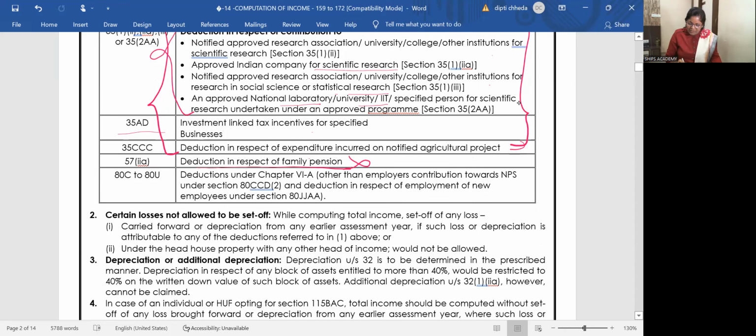Now, Section 80C to 80U deduction under Chapter VI-A other than employer's contribution towards NPS, 80CCD(2), and deduction in respect of employment, 80JJAA. How much was 80JJAA? Problems related to this, they are asking 5 marks separately. 30%, yes, of the additional wages you have generated, subject to those conditions: wages should not cross 25,000, do not give to a casual worker, minimum 240 days you should work.